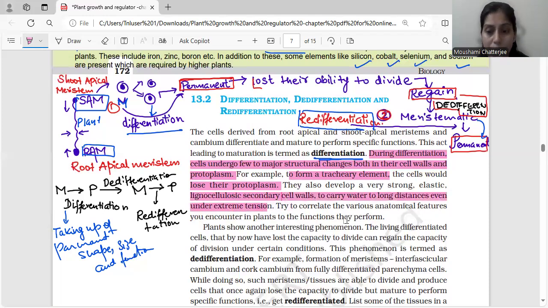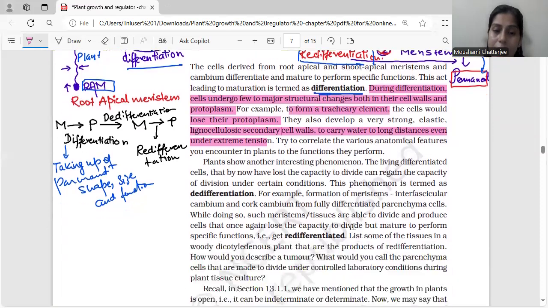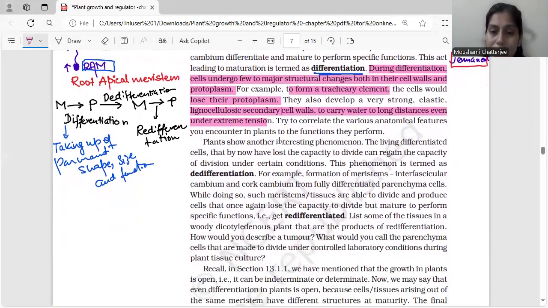Okay. So these are the features which have been observed when we see how the meristematic tissue is transforming into a permanent tissue. So what are the changes do we see? Loss of protoplast to form tracheary elements, and they also form a strong elastic lignocellulosic secondary cell wall because it has to carry water to the longer distance under extreme tension. Okay. Now, plants show different interesting phenomena.